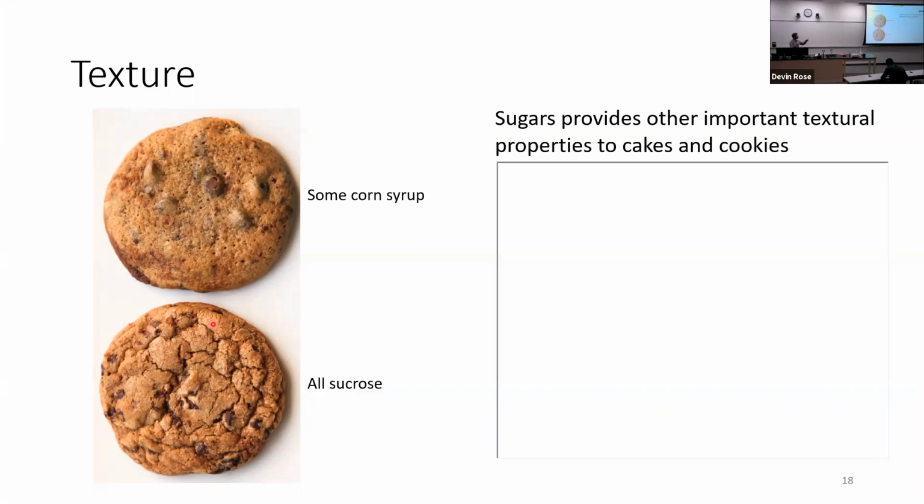So not only do you see on that cookie on the top that it doesn't have those cracks because it didn't dry out before it was done spreading, but it also is going to be softer. So the cookie on the top is going to be chewy, because those sugars have held onto that water. The cookie on the bottom is going to be crunchy or crispy because that sucrose is dry.